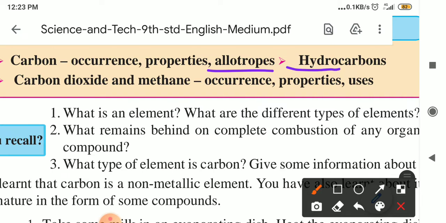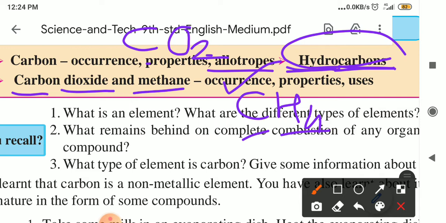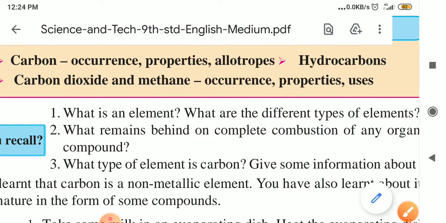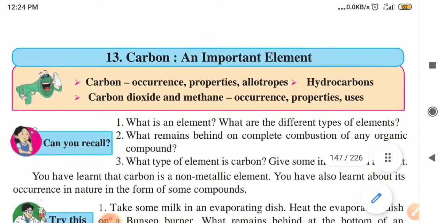Then hydrocarbons. Hydrocarbons means a combined compound of hydrogen and carbon. Then we will see carbon dioxide, C for carbon, di means 2, so it is carbon dioxide, and methane, CH4, which is a hydrocarbon, C for carbon and hydrogen 4. Where they occur, what the properties of carbon dioxide and methane are, and their uses we will see in this lesson. So that is about the previous part of the lesson.